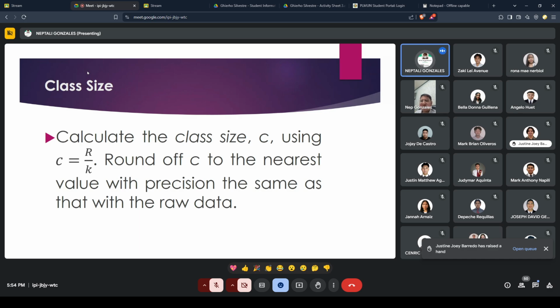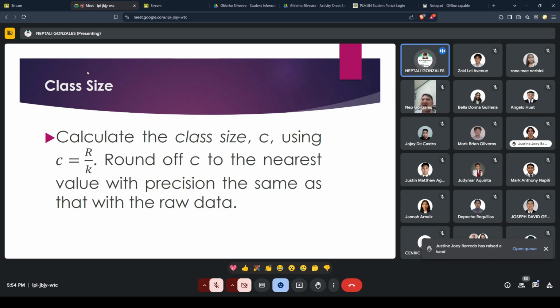So round off C to the nearest value with precision the same as that with the raw data. So meaning of this statement that your C, your class size, will be rounded off to the nearest value with precision the same as that with the raw data. If your raw data is 1 decimal place, so all of your raw data are in 1 decimal place, the value of C must also be 1 decimal place.